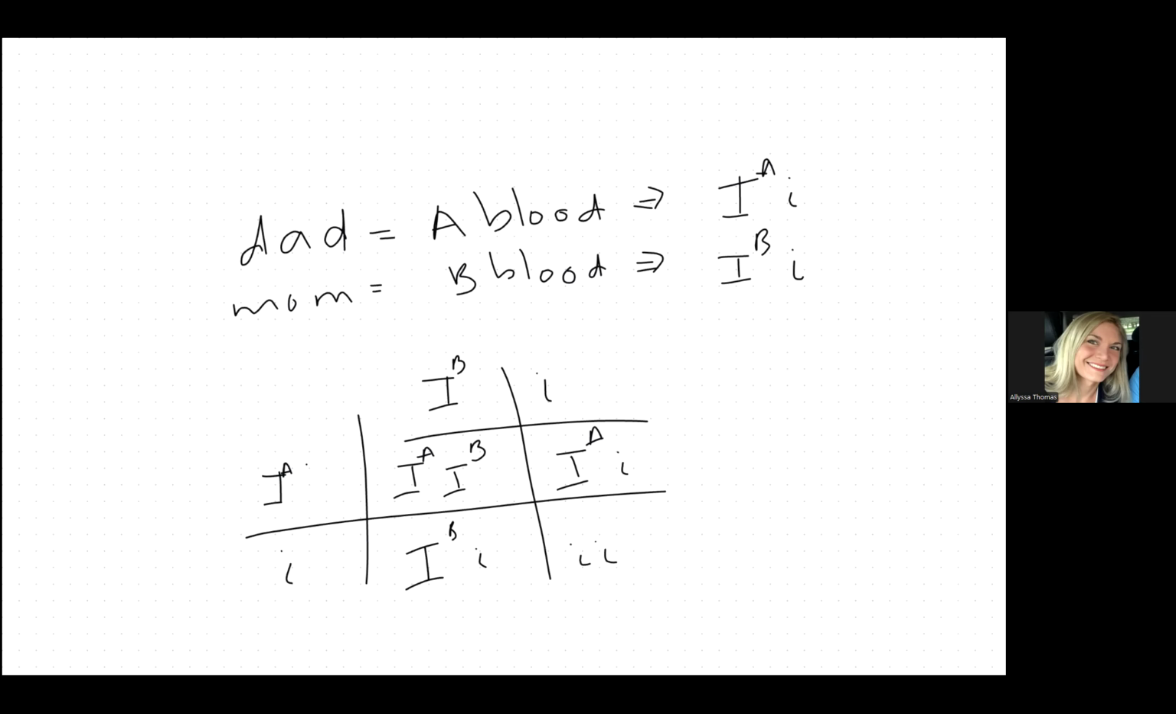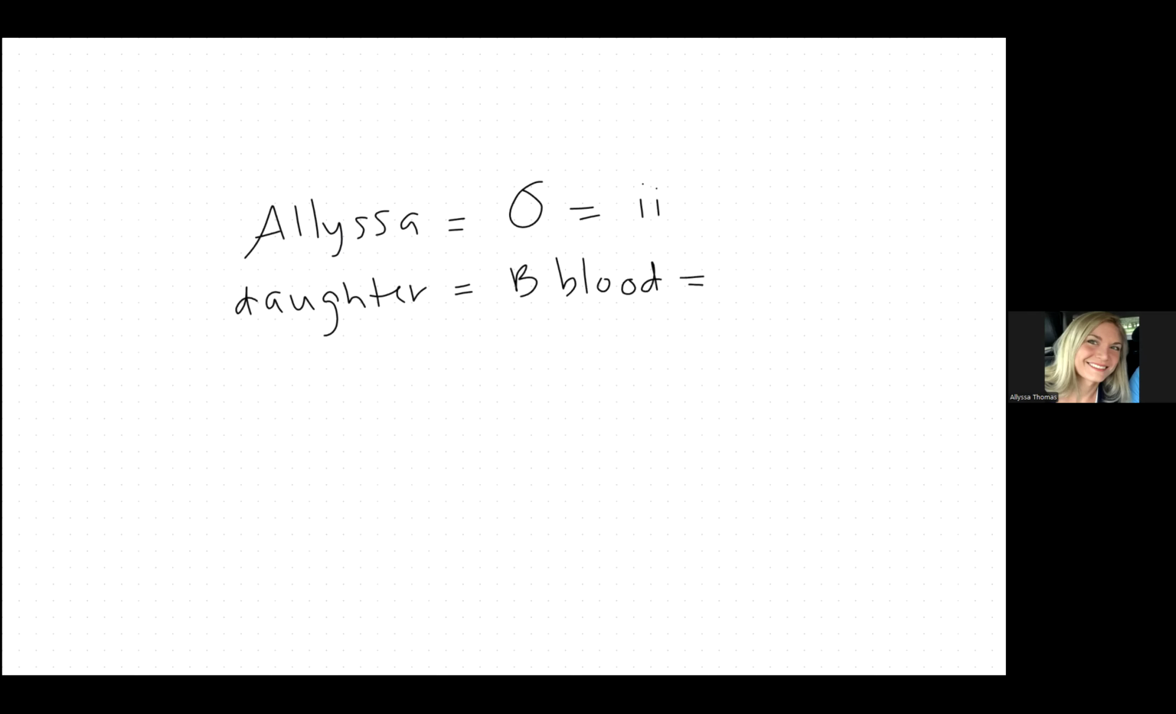Now, let me give you a new example. So, like I told you, I am O blood. So I look like this. But my daughter has B blood. Now, here's the scenario. She cannot be this because I couldn't give that to her. I could only give her that little i. So she looks like this.